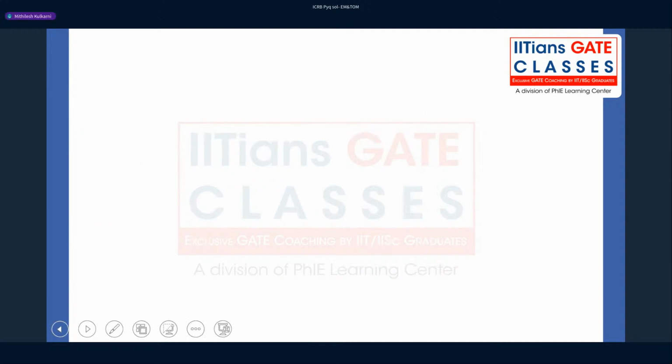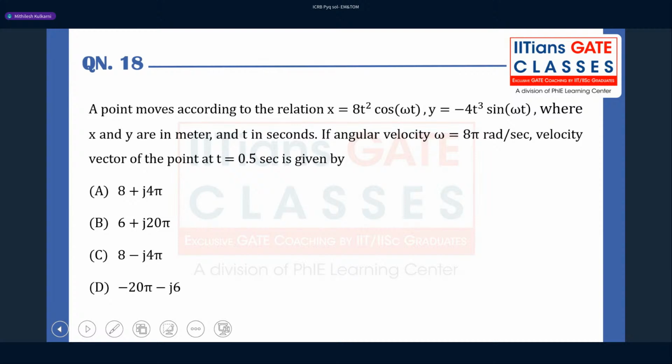Coming towards the next question, this is from the dynamics topic, we can say, mechanics when body is in motion. A point moves according to the relation x equal to 8t square cos of omega t and y equal to minus 4t cube sin of omega t, where x and y are in meter and t is in second. If the angular velocity omega is 8 pi radian per second, the velocity vector of the point at t equal to 0.5 seconds is given by.